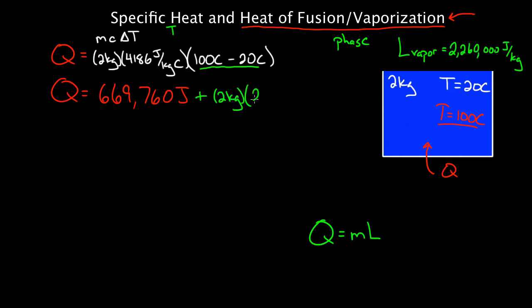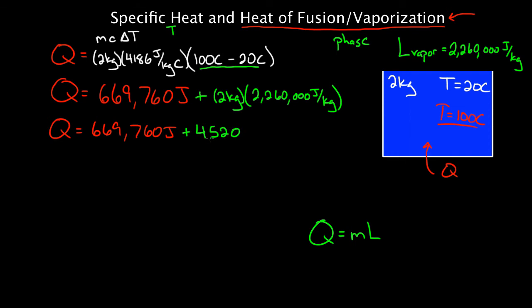L for water is 2,260,000. So I get that it will take 669,760 joules to get the water up to the boiling point, and it will take another 4,520,000 joules to turn that water into vapor, which in total gives 5,189,760 joules in order to get this from 20 all the way up to 2 kilograms of vapor.